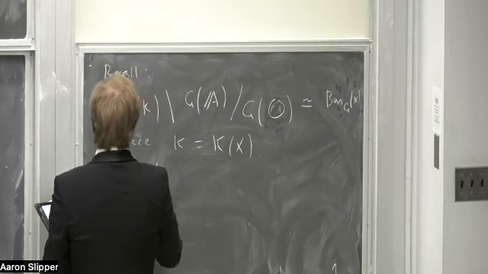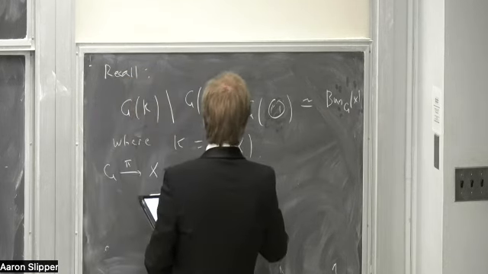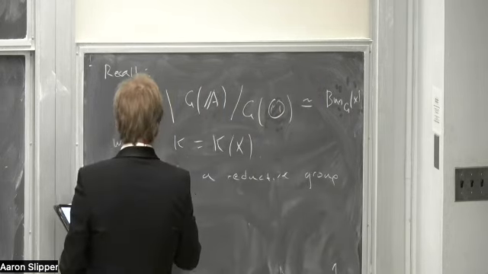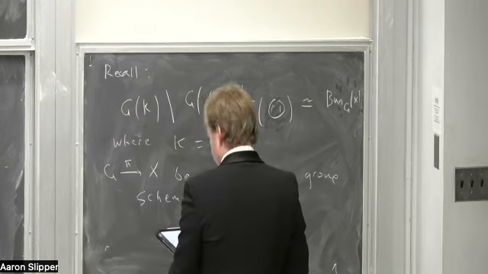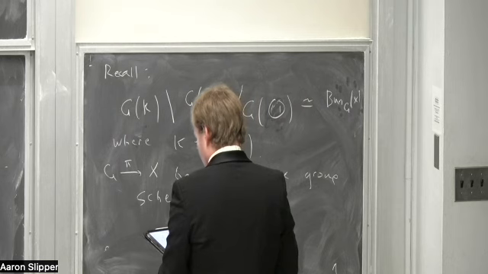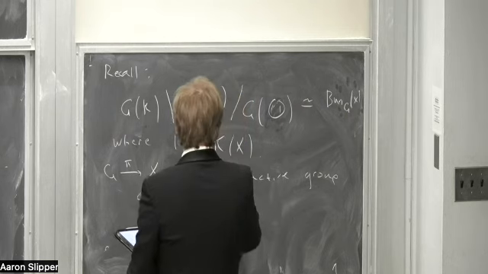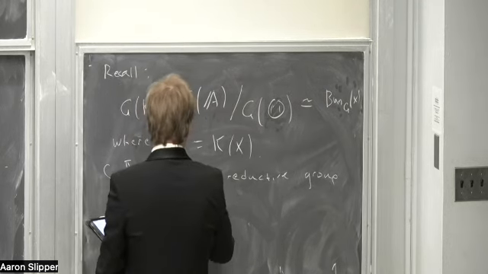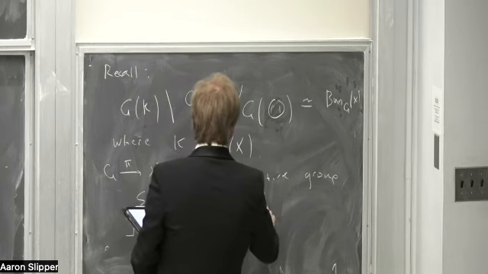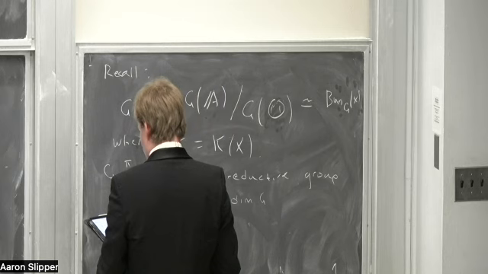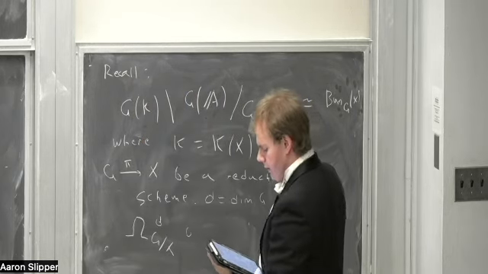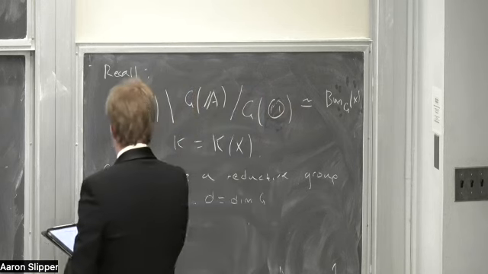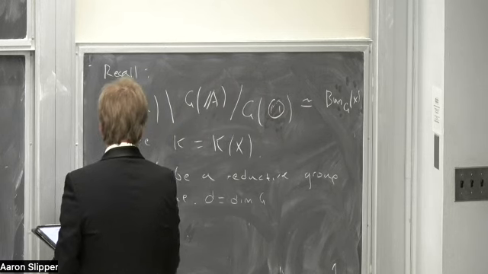They do it, in fact, in great generality. They say let G over X be a reductive group scheme. Consider E, the identity section, where the dimension of G is the relative dimension. Consider the relative cotangent bundle and its top form. And consider the pullback of this.